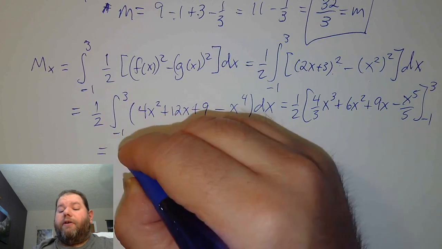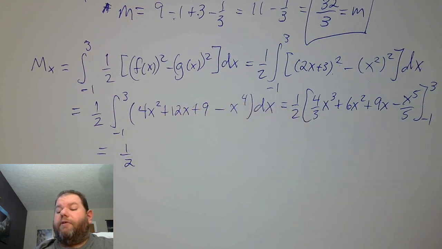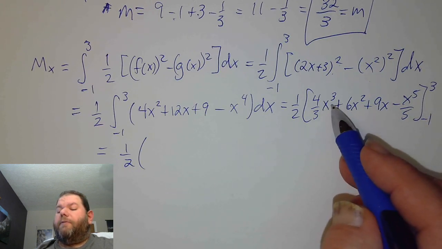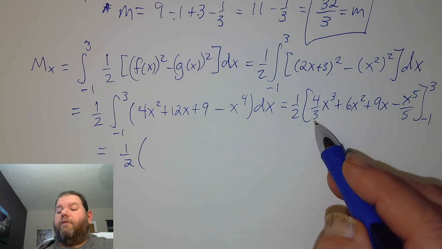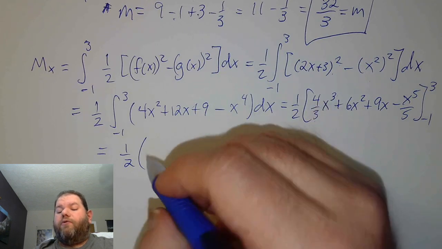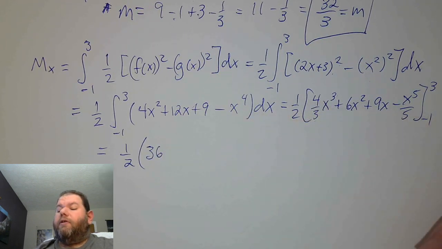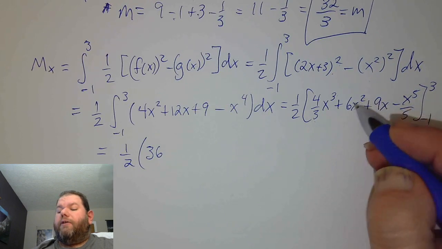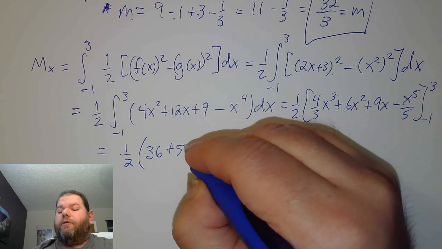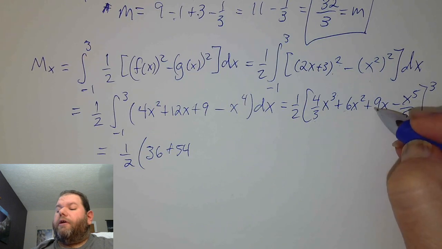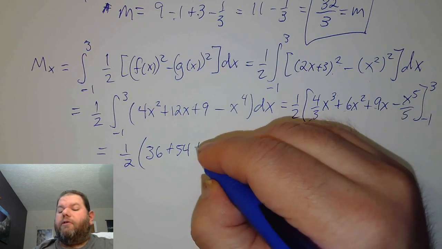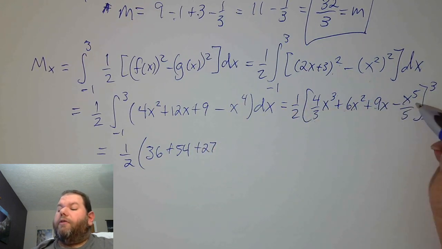And we don't want to forget about the extra 1/2 that we have hanging around. But if we plug in 3, let's see, that would be 3 cubed is 27. Divide by 3 is 9 times 4 is 36. 3 squared is 9 times 6 is 54. 9 times 3 is 27. And 3 to the 5th is 243 over 5.